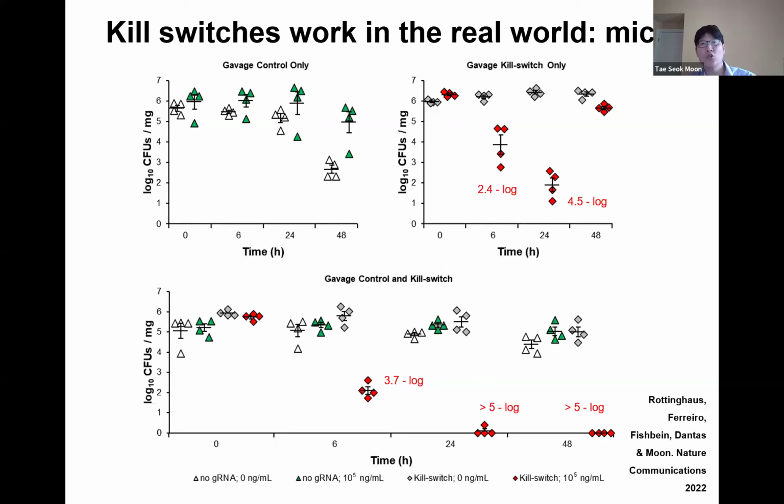And then we basically used a mouse model, and this is the data I'm showing right now. In the mouse model, we show here the controls stay the same in terms of numbers, even over multiple days, but the kill switch probiotic is basically completely eliminated by the time of 48 hours, and we see no bacteria survive.